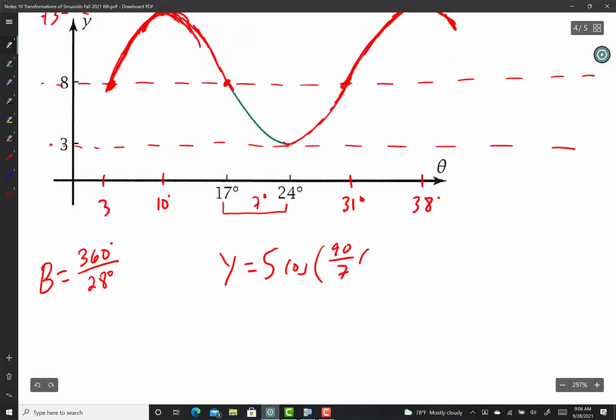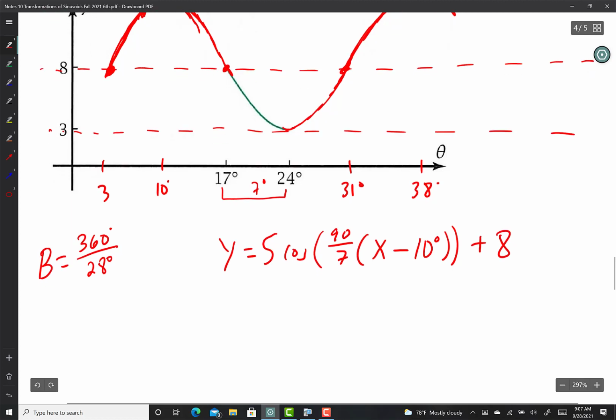90 over 7, open parenthesis, x minus, if I use cosine, I have to use a peak. What peak do you guys want me to use? The first one. 10, close, close, plus, what's your midline? 8. How do you guys feel? Okay. So here comes, so go to the second page.